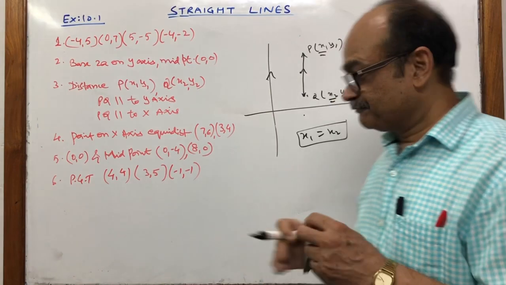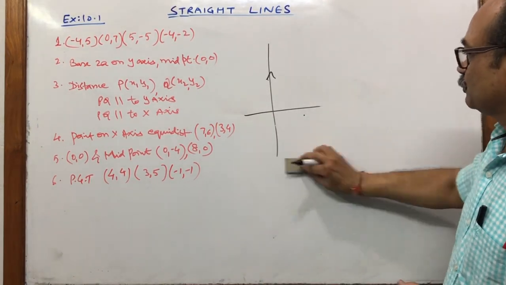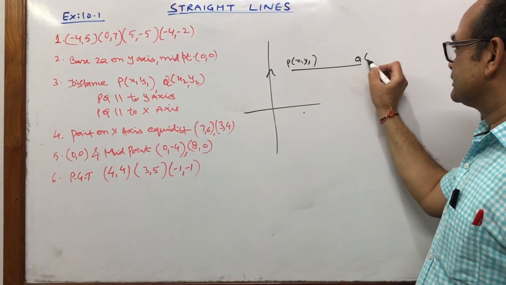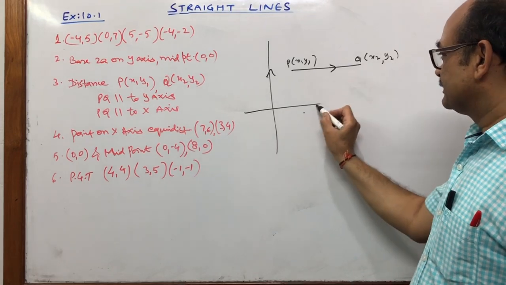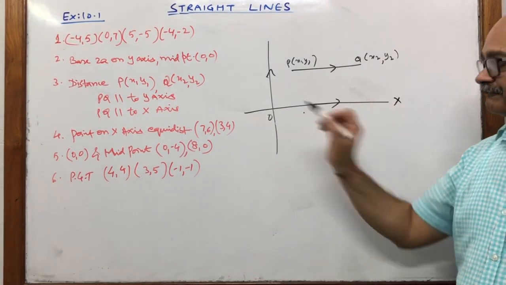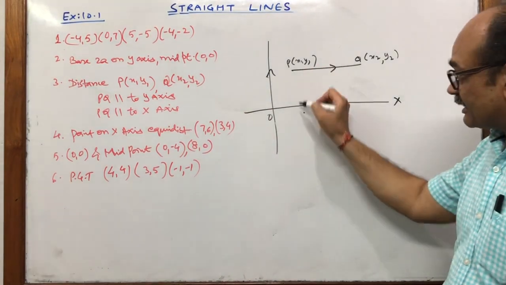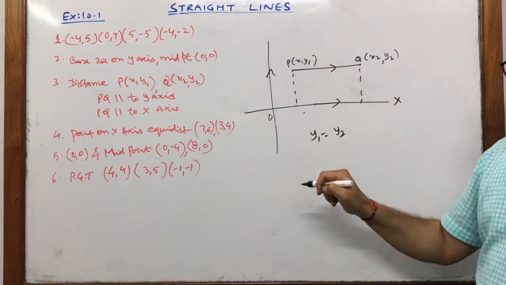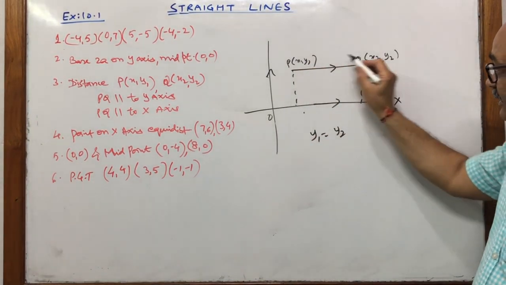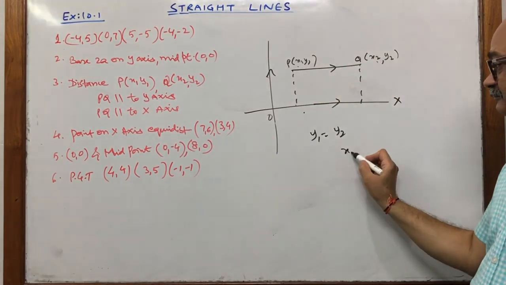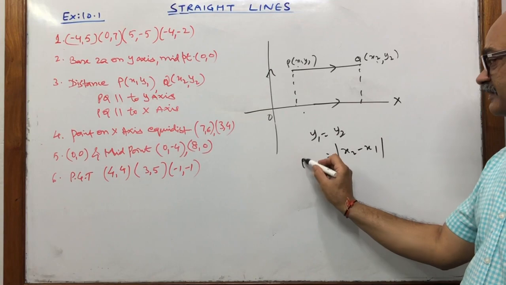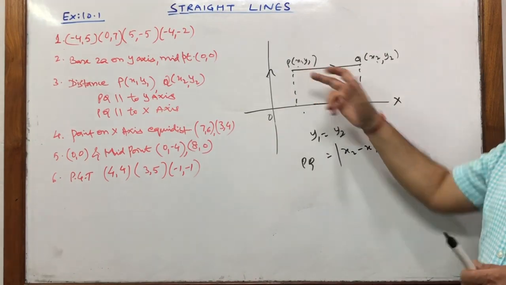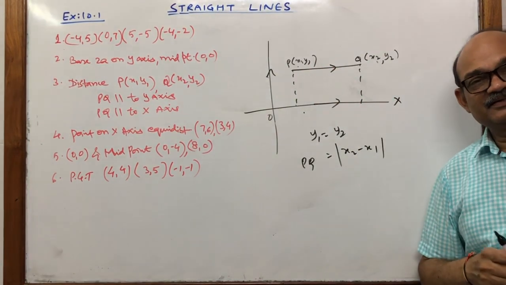Second part of the same question, if PQ is parallel to the x-axis, P is x1, y1, Q is x2, y2. Parallel to the x-axis means their heights are the same. Yes or no? It means y1 equals y2. y1 equals y2 means the gap is only x2 minus x1. It is the distance between the 2 points PQ. Because if you subtract y2 and y1, no use, because y2 and y1 are the same.